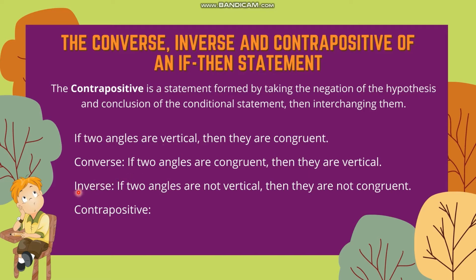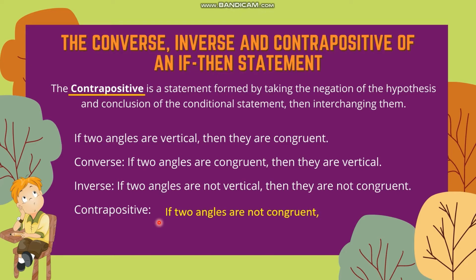Then, yung inverse niya, hindi natin babaliktarin pero lalagyan natin ng not. So, if two angles are not vertical, then, ayan yun. Nilagyan niya lang ng not, then they are not congruent. Okay, nilagyan lang din to ng not. Okay, so sa contrapositive naman, pagsasamahin natin, lalagyan natin ng not, then babaliktarin natin.